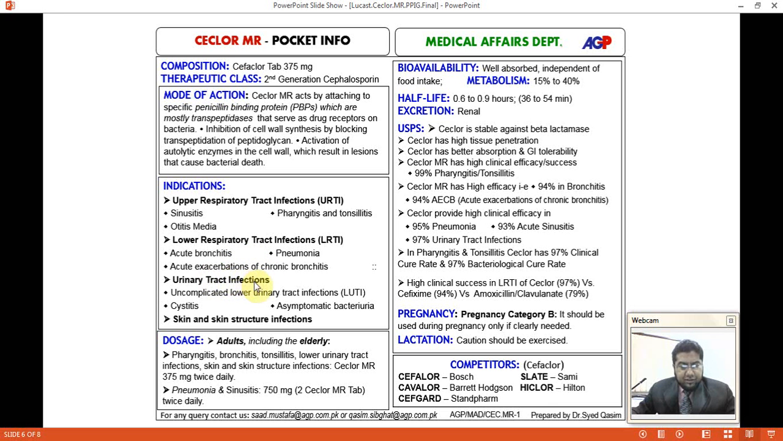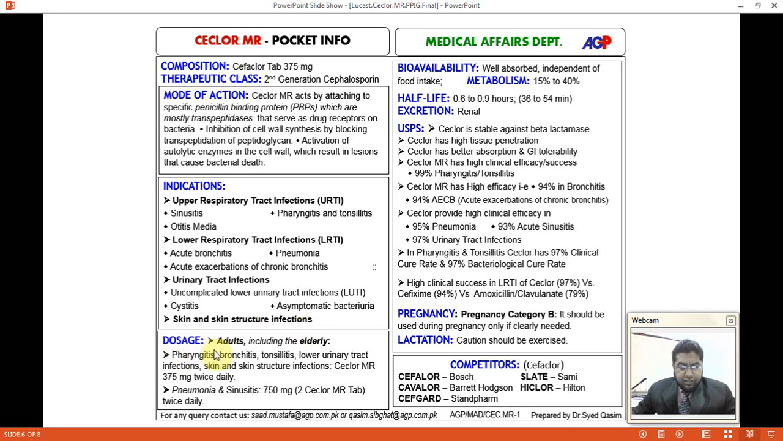Urinary tract infection, uncomplicated lower urinary tract infection, that is cystitis. Cystitis is the inflammation of urinary bladder that's most commonly in women. And asymptomatic bacteriuria. It means that infection or bacteria in the urine, and that is asymptomatic. Means the patient is symptomless without any symptoms. Skin and skin structure infections.